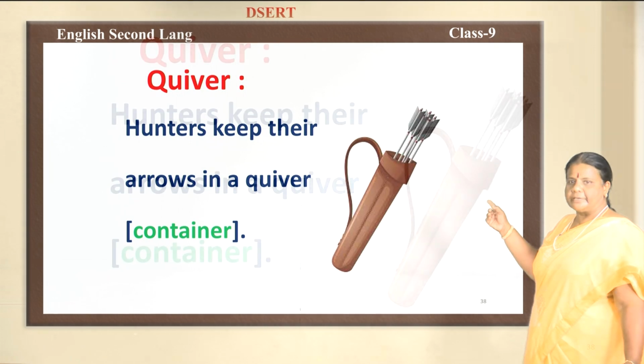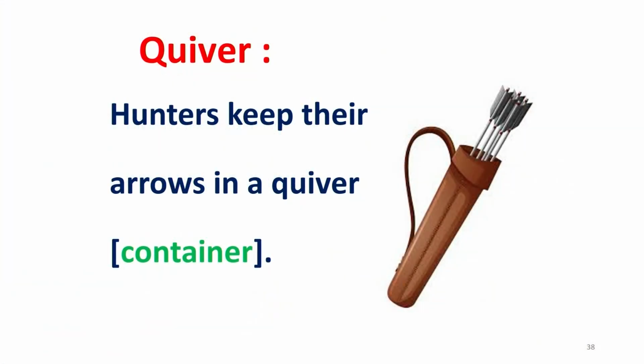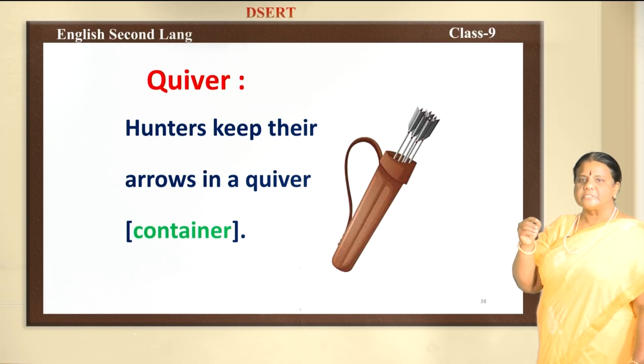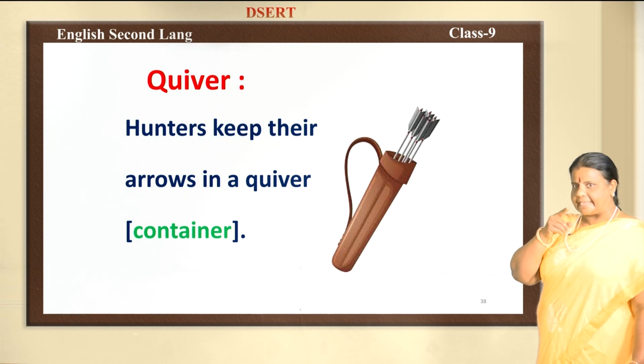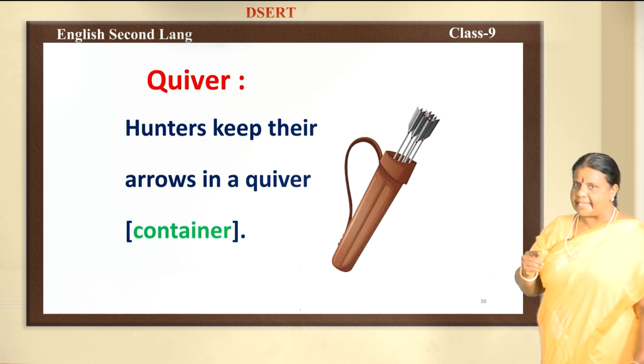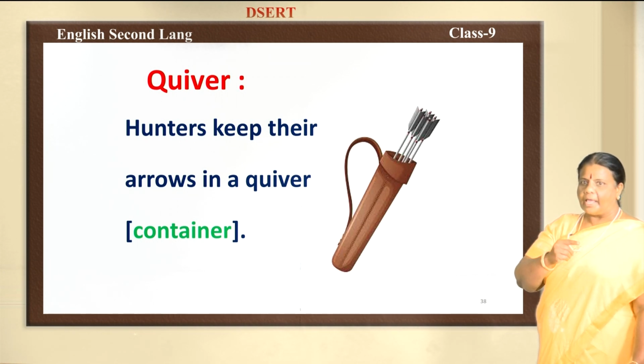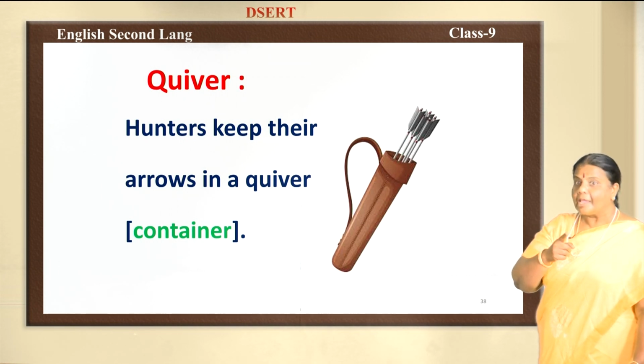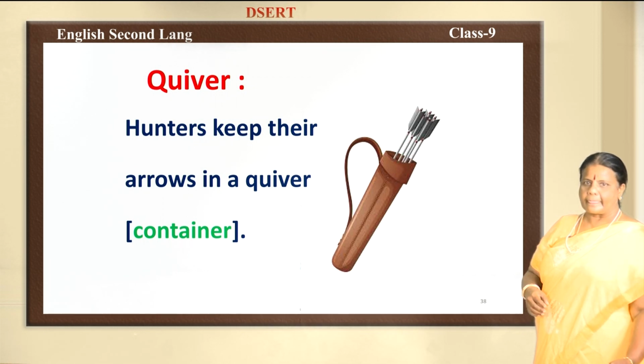quiver. Look at the picture, children. You can see a jug or an object which looks like a container, and in that container you can put some things and keep them. Hunters usually keep the arrows in a quiver. So, you studied in the second para, when Yudhishthira tells Nakula to go get some water, Nakula goes to the pool and he wants to bring water in a quiver. Is it right, children? Yes, this is quiver.